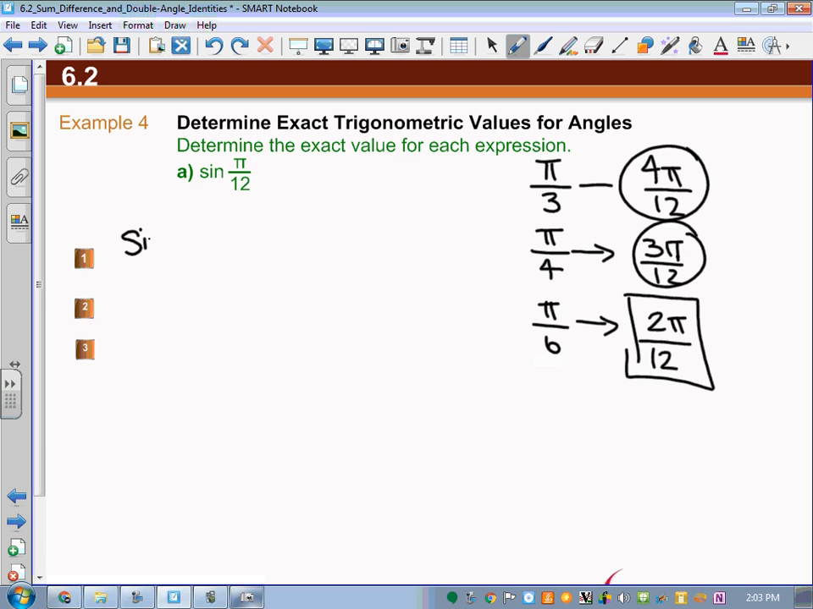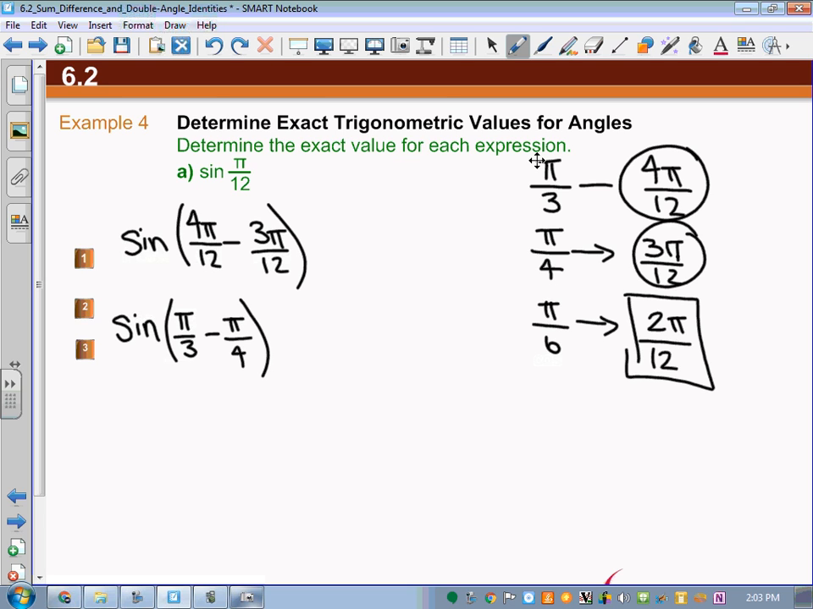So I'm going to say that the sine of pi over 12 can be written as the sine of 4 pi over 12 minus 3 pi over 12. Now, you don't have to write it like that, but I like that little verification. Is 4 pi over 12 minus 3 pi over 12 1 pi over 12? And it definitely is. They have a common denominator, and 4 pi minus 3 pi is 1 pi. So what I'm going to do now is rewrite that using the angles as they would appear on the unit circle, because that's really what's going to be our next step here.